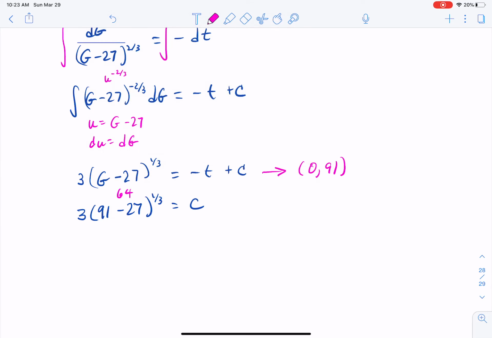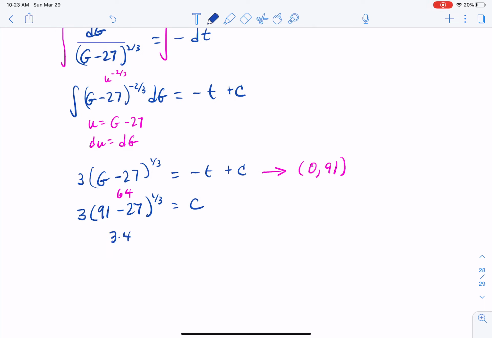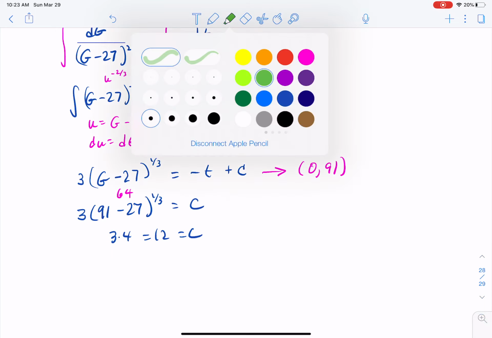So I think we've already done that subtraction. And then 64 to the 1/3 power. So in other words, what number raised to the 3rd power is equal to 64? I think that's 4. We got 3 times 4. 12 is equal to c. So there's our constant of integration.